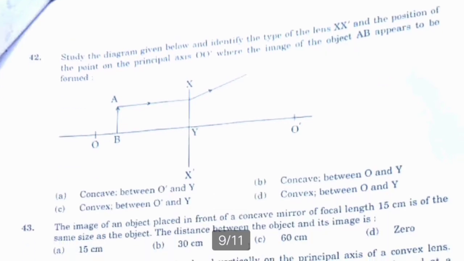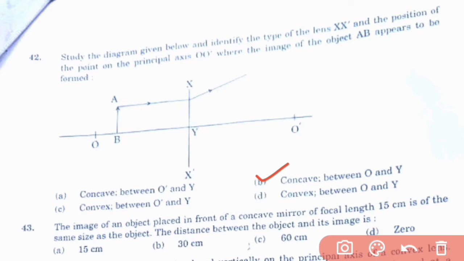Next question, that is 42nd on page number 10. Study the diagram given below and identify the type of lens X' and the position of the point on the principal axis O' where the image of the object AB appears to be formed. Option number A, concave between O' and Y; B, concave between O and Y; C, convex between O' and Y; D, convex between O and Y. So the correct answer is option number B, concave between O and Y.